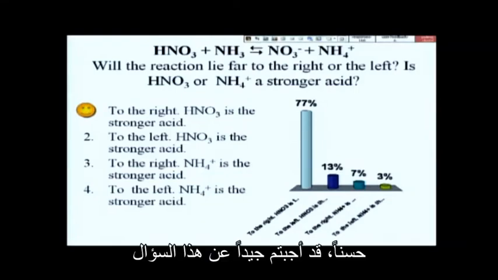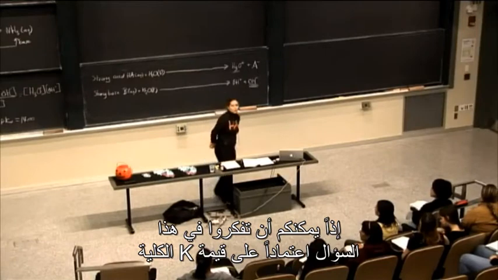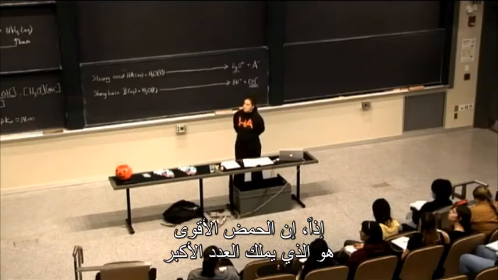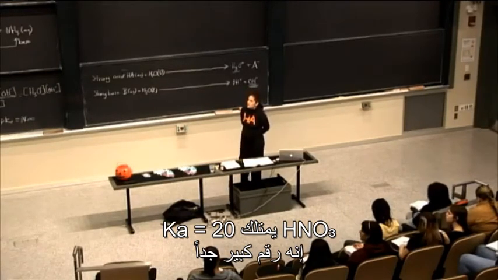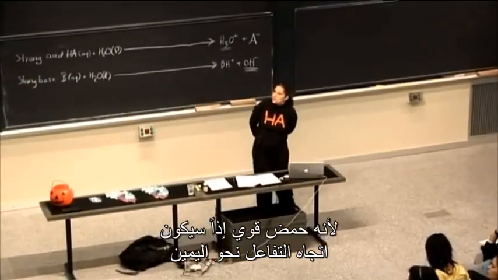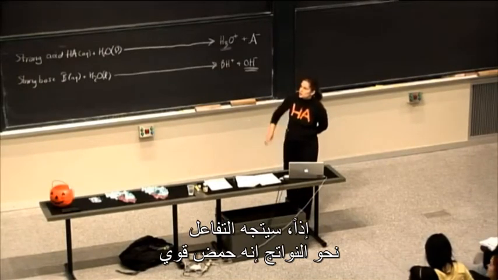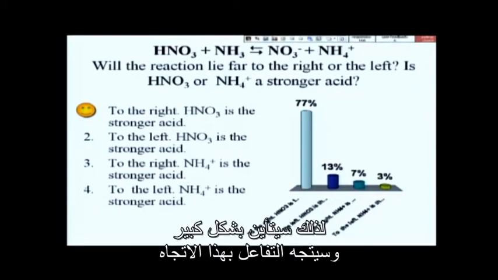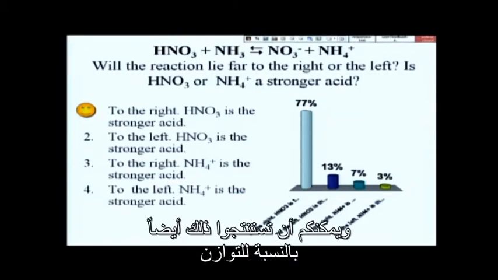Yeah, people did pretty well on this. So you could have thought about it in terms of the overall K or of the individual Kas. The stronger acid is the one with the larger number, and HNO3 had a number of 20, so that was pretty big. So that's a really strong acid. And because it's a strong acid, it'll lie to the right, so it's going to push toward products. A strong acid wants to dissociate a lot, so it would push it in that direction.